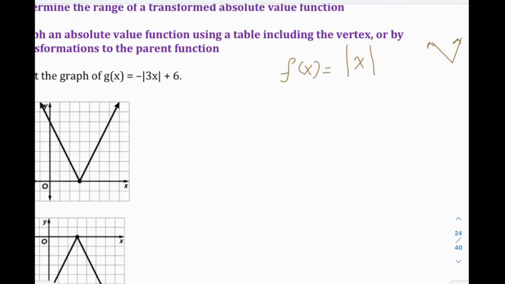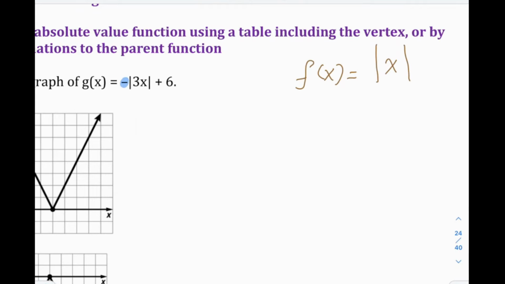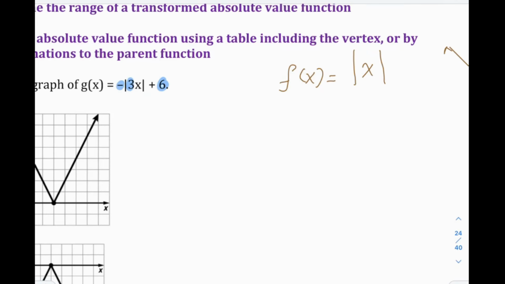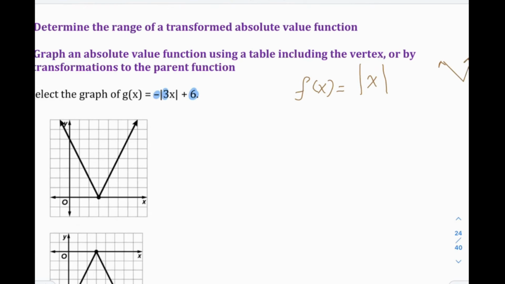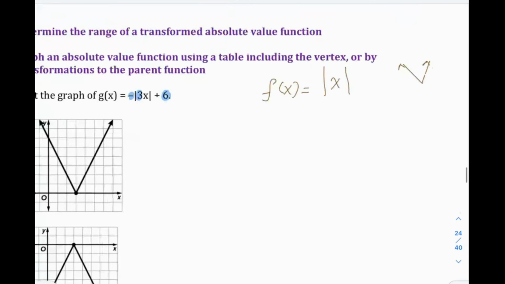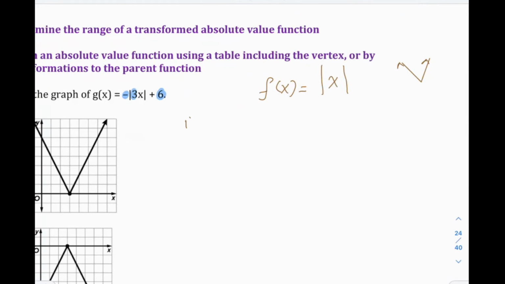In this function, there is a negative sign before. There is a 3 multiplied by the number inside the group of absolute value, and we have plus 6 outside the absolute value. Each part of those, the blue ones, will affect our function. Let's see our effect. The first one, the minus sign before, means it's a reflection, and since it's outside the group, it will be a reflection across the x-axis.